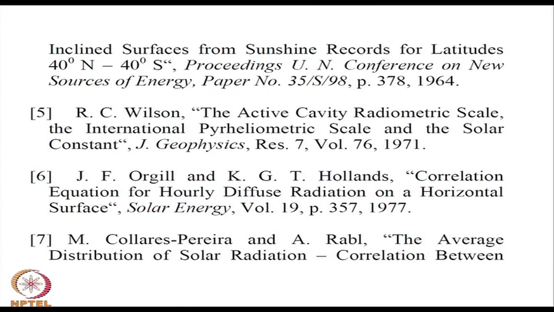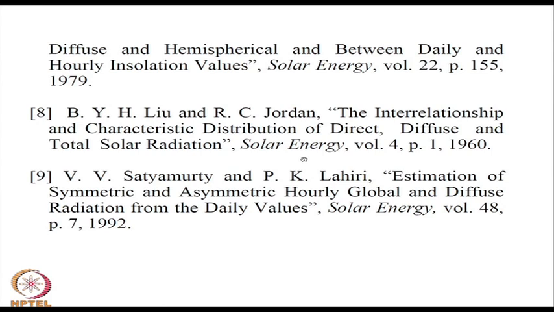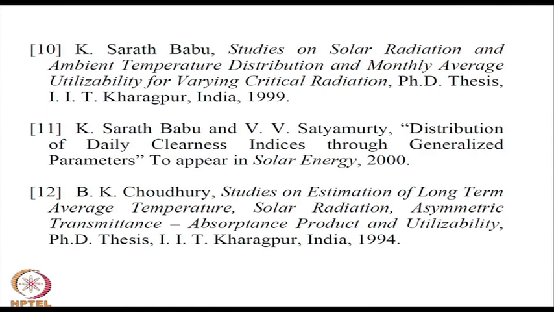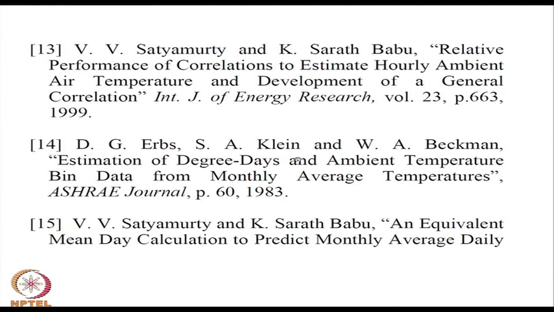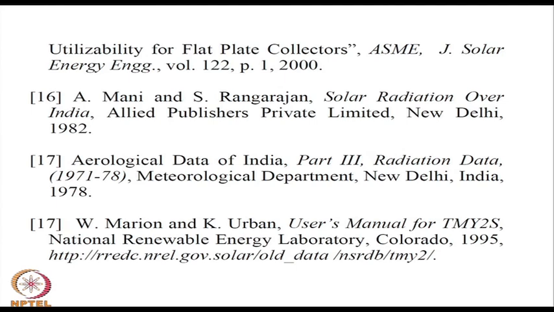And key references like Argyll and Holland, Scholar, Esperer, Robel, Winston, Liu and Jordan, which have been referred time and again throughout our lectures. And then these are the later studies done at Energy Lab, IIT Kharagpur, which will throw some light on how the classical, for example, utilizability calculation, diffuse sunshine and solar radiation under terrestrial, extraterrestrial conditions, and some ambient temperature predictions.